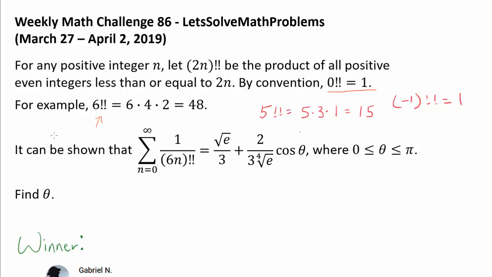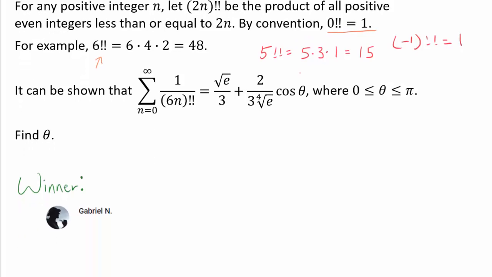Anyway, now that we've acquainted ourselves with the double factorial, let's take a look at this expression. It can be shown that the summation from n equals 0 to infinity of 1 over 6n double factorial, notice that we always have even integers, is the square root of e over 3 plus 2 over 3 times the 4th root of e times cosine of this angle theta, where this theta is between 0 and pi inclusive. Find theta.